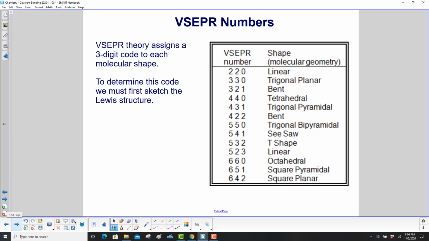VSEPR theory assigns a three-digit code to each molecular shape. To determine this code, we must first sketch the Lewis structure. So here's our three-digit codes, and then depending on the code, that tells you what the shape of the molecule is.